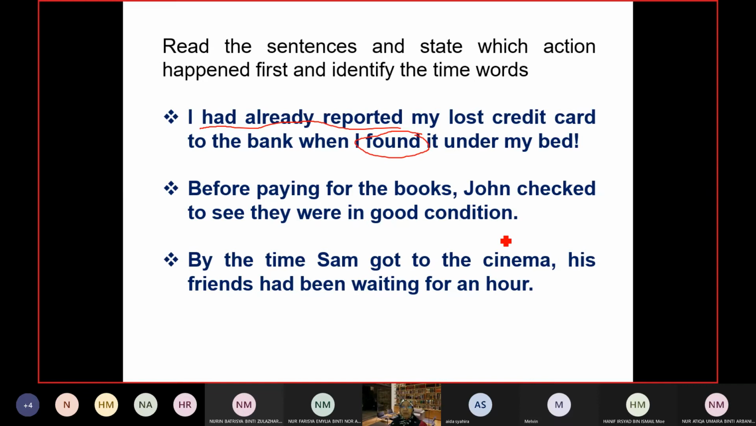Before paying for the books, John checked to see they were in good condition. Mana satu perbuatan yang terjadi terlebih dahulu? Hanif. Okay, Hanif. Mana satu yang perbuatan terjadi dahulu? Dia bayar buku dulu ke dia check buku tu dulu?